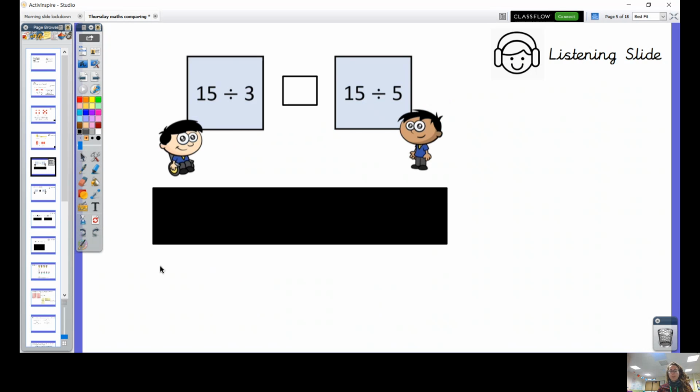Another listening slide for you next. You've got these 2 boys again, and they're playing that game, and they want to find out who has got the greater card. So again, like before, we can't just pop that symbol straight away, and we just need to think about what the total is on these 2 cards first. So 15 divided by 3 and 15 divided by 5.